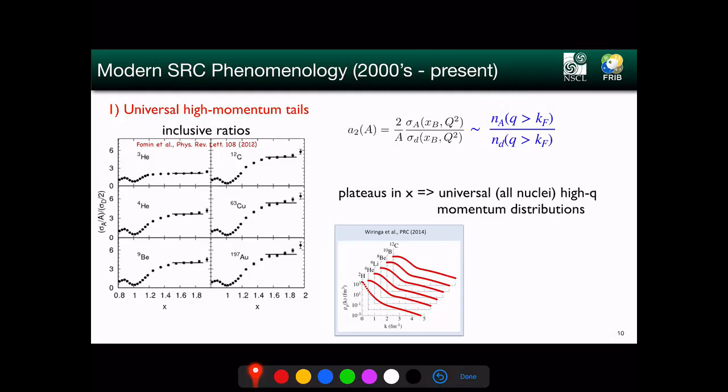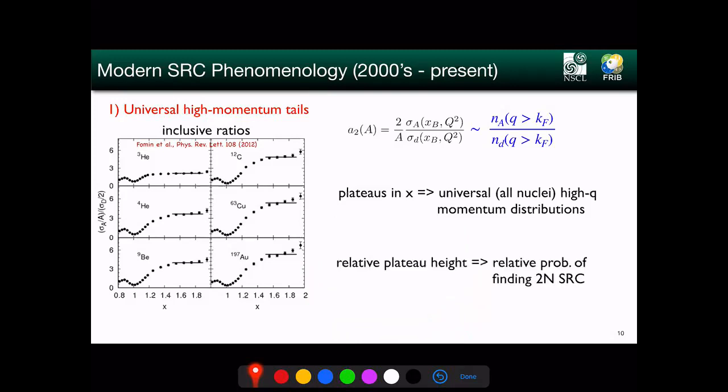Okay. And from this, they conclude that the plateaus in Bjorken X imply that all nuclei should have roughly the same shape of their high momentum tails in their momentum distributions. And that's indeed borne out in these nice calculations by Bob Wiringa et al. And moreover, the relative height of these plateaus is interpreted as the relative probability of finding a two-nucleon SRC. Okay.